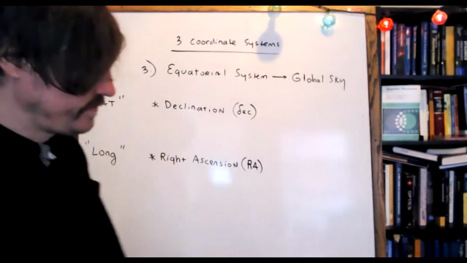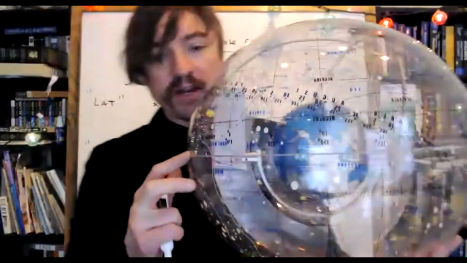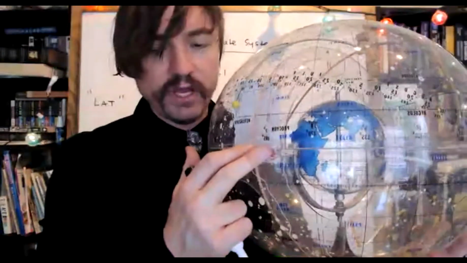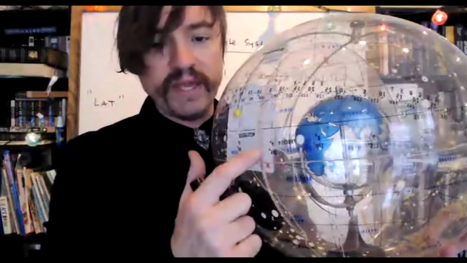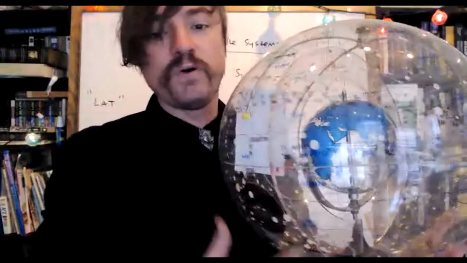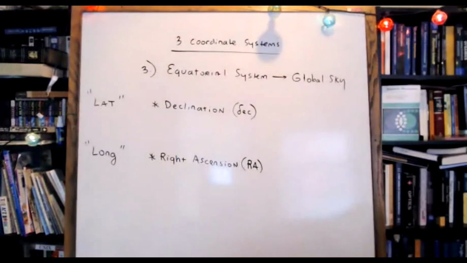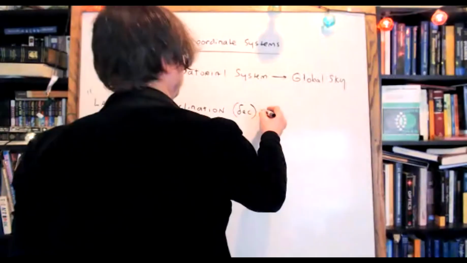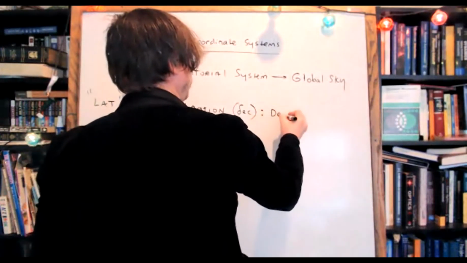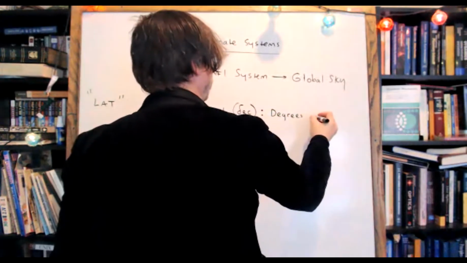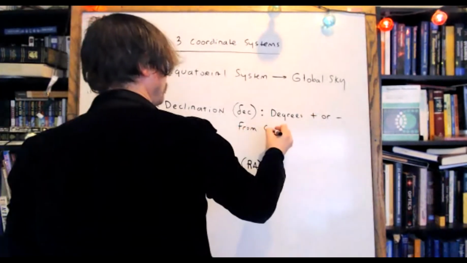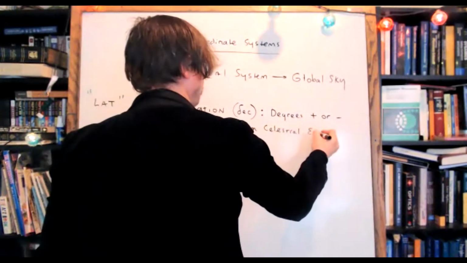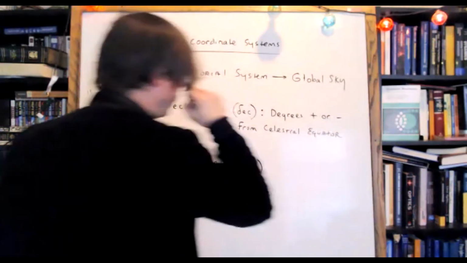So let's define declination. Declination is like latitude, but instead of using the Earth's equator, we're of course going to use the celestial equator. The only main difference is instead of doing degrees north or south, we instead call them degrees positive or degrees negative of the celestial equator. So declination measures the degrees of a star, positive or negative, from the celestial equator.